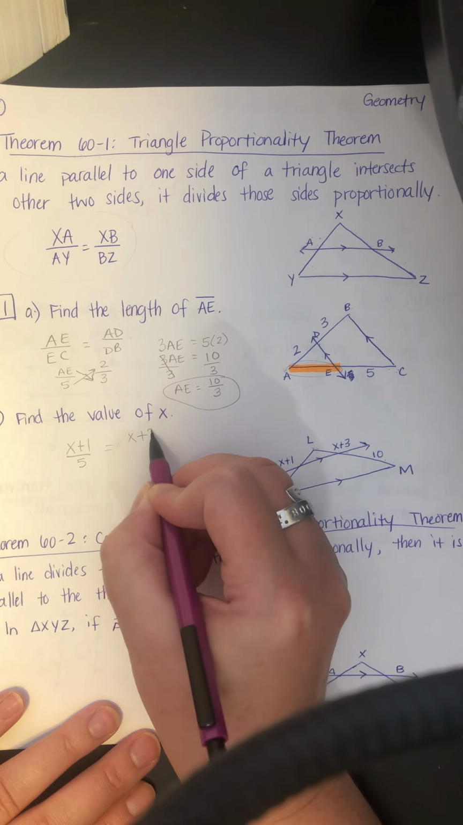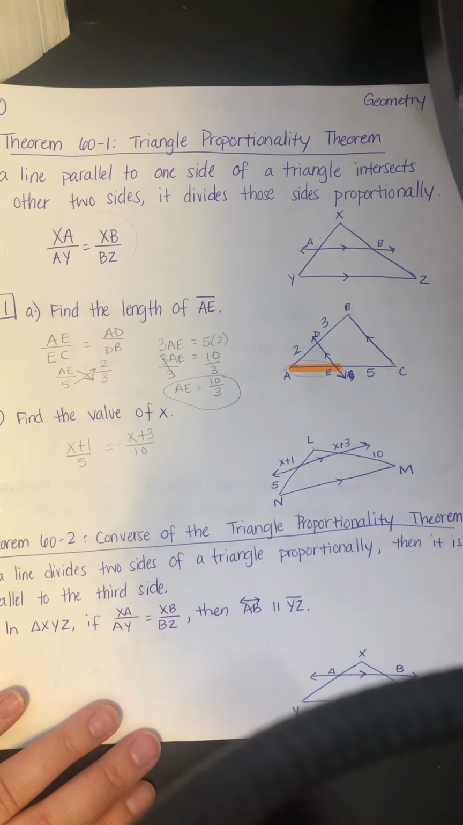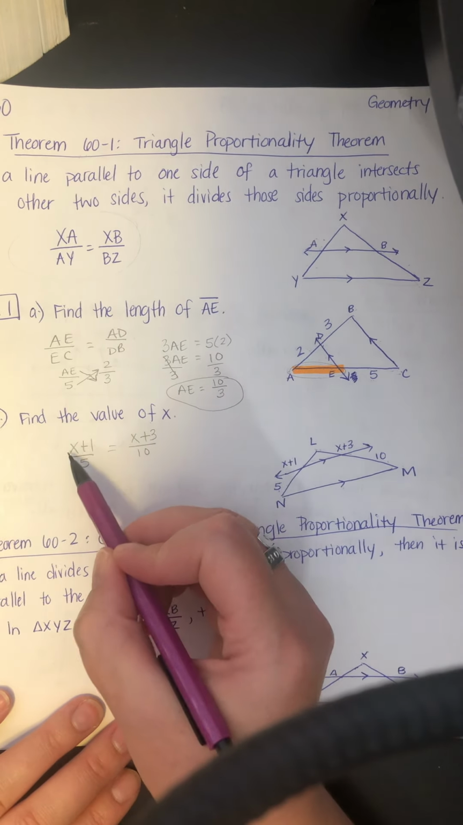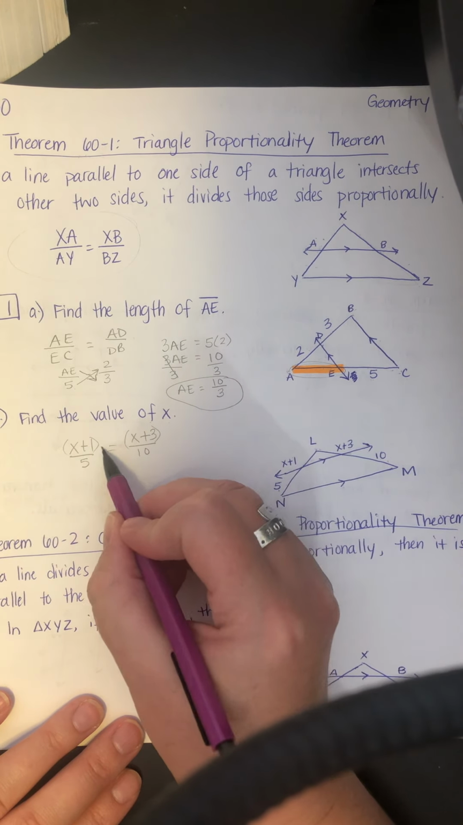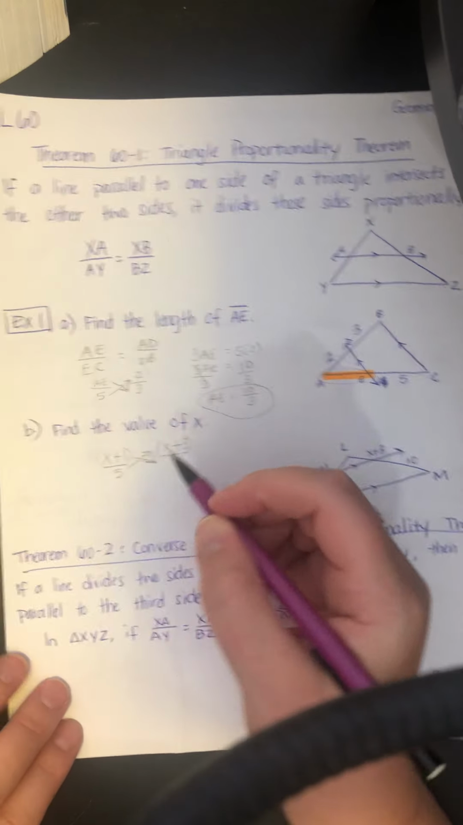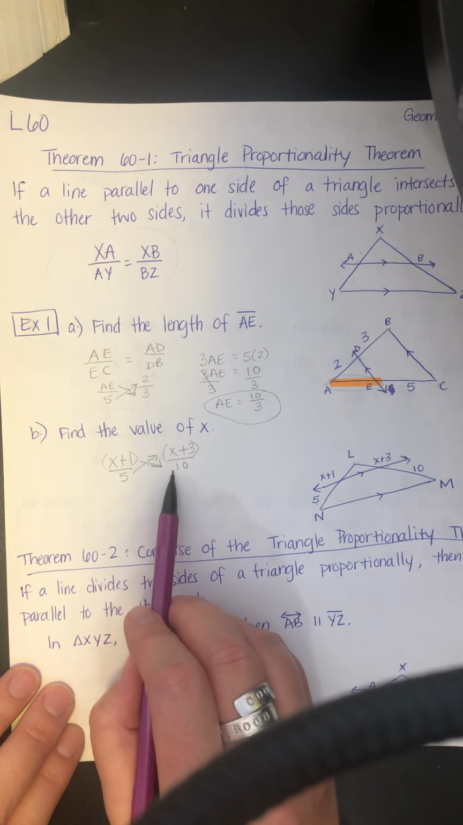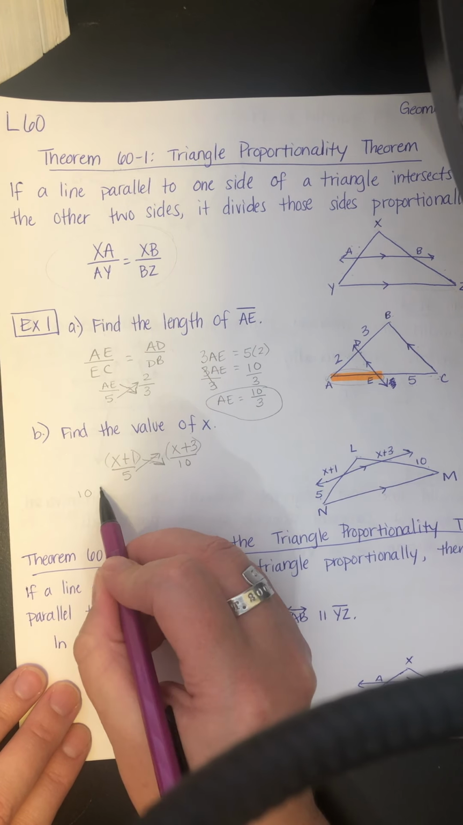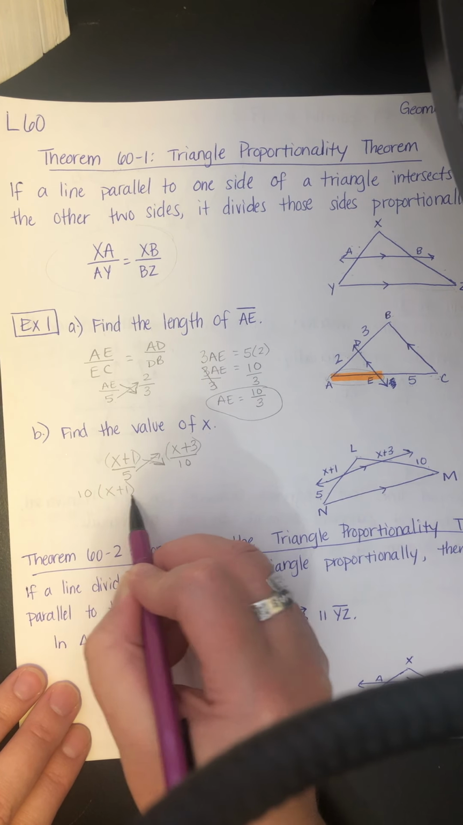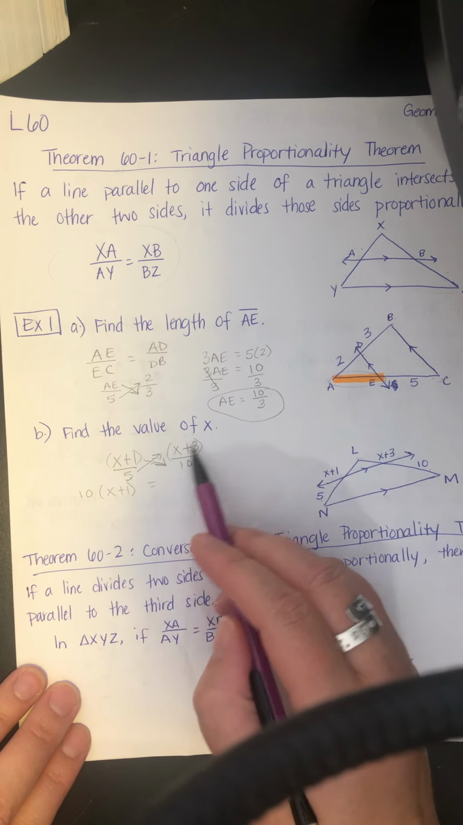To solve it, cross multiply. If it helps you, put parentheses around your polynomials and then cross multiply. So it's going to be like this, x plus 1 times 10. I'm going to put the 10 in front. You always put your coefficient in front. So 10 times x plus 1 equals 5 times x plus 3.